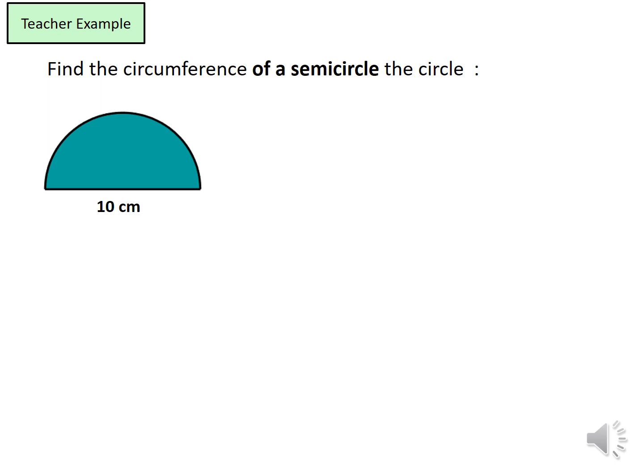Find the circumference of a semicircle. So let's look at the semicircle. What is already given to us is the diameter. The diameter is 10 centimeters.